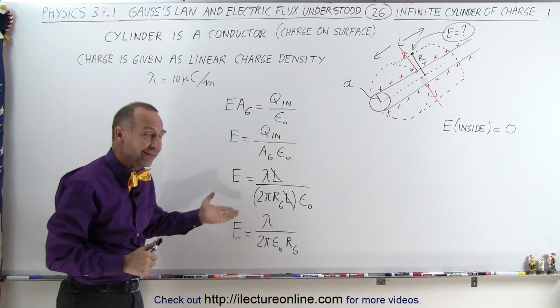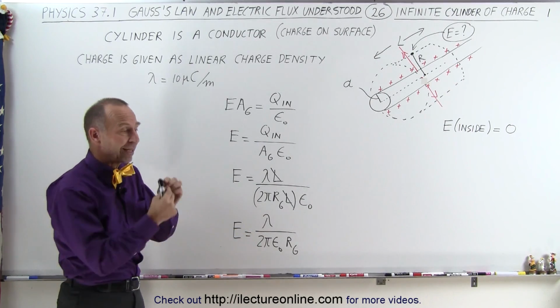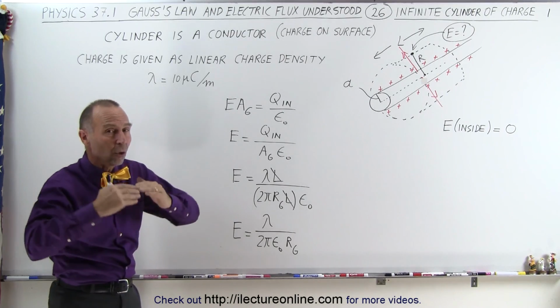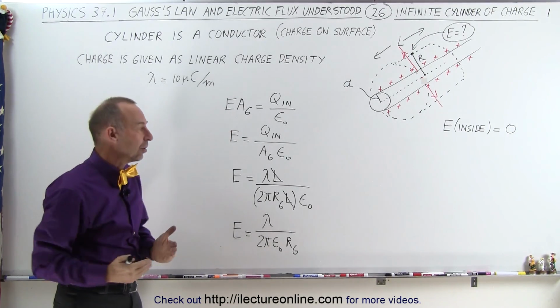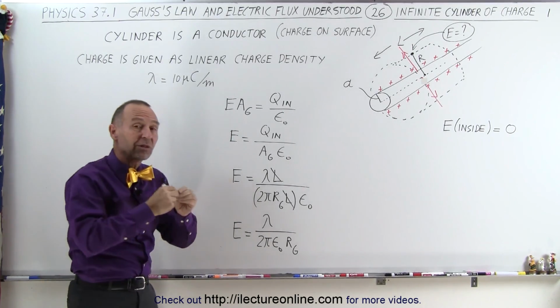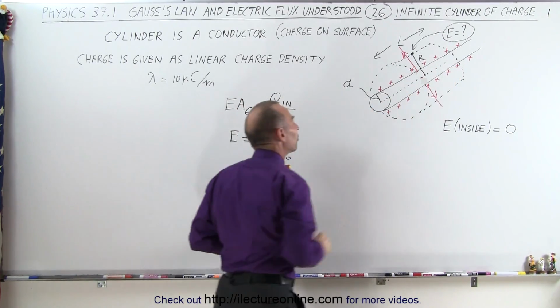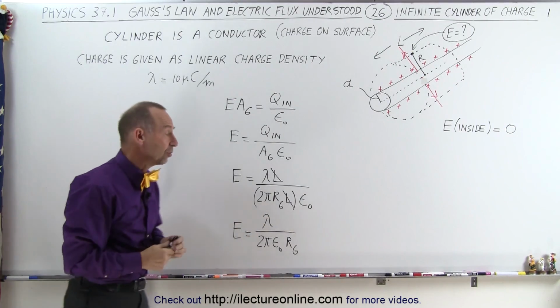It turns out that this is the exact same equation we got for a line charge. So if you have a cylinder of charge or a line charge, once you're outside that cylinder, it acts exactly as if it was a line charge, with all the charge right down at the center of the cylinder. So you get the exact same result.